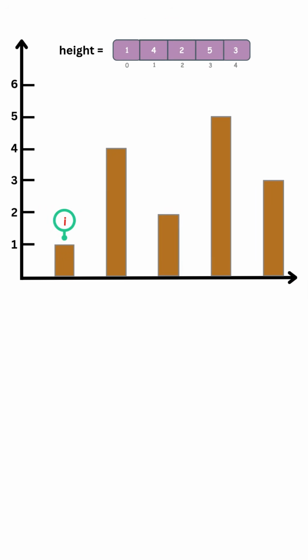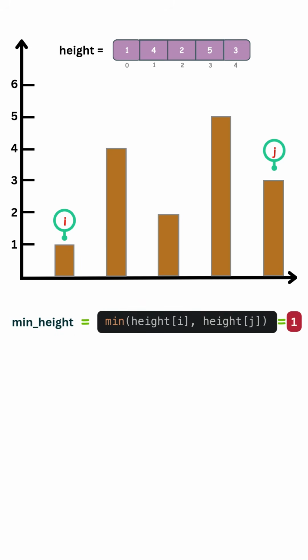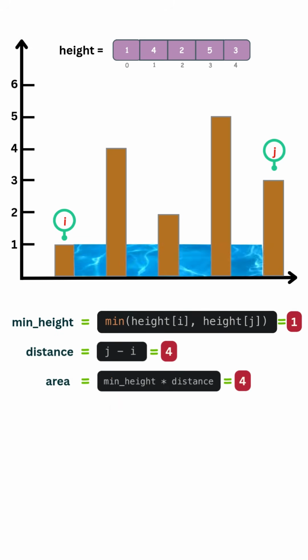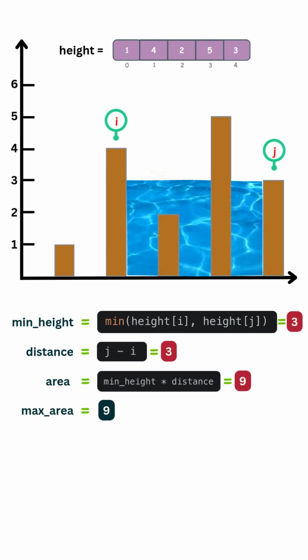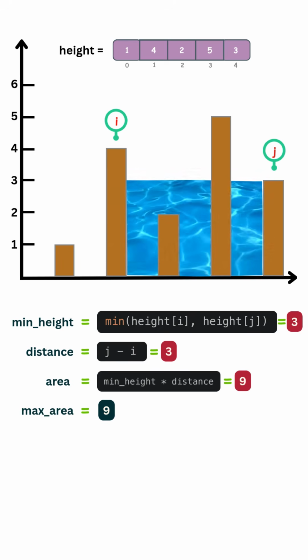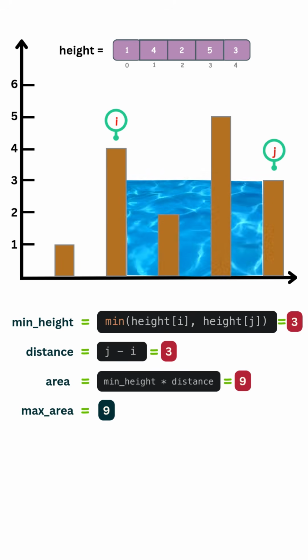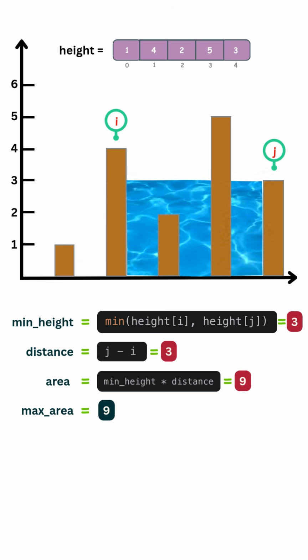We keep the pointer i at index 0 and pointer j at the last index. At each step, we take the minimum height between the two lines, calculate the area, and update the maximum area so far if it's larger. Now, which of the two pointers should we move? We move the one pointing to the shorter line because only a taller line might help increase the area. Moving the taller line wouldn't help because the area would still be limited by the shorter height.